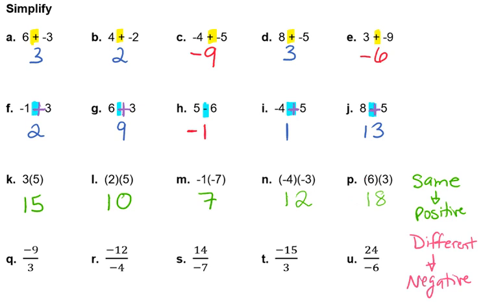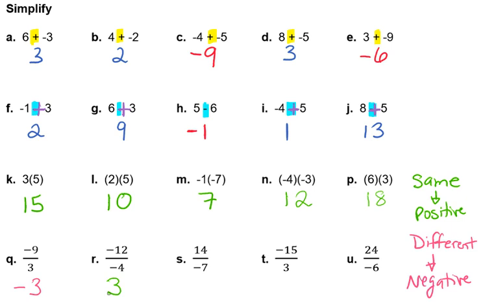Let's take a look at our division. So for problem Q, we have negative 9 divided by 3. Well, those are different symbols, which means that my answer will be negative. And 9 divided by 3 is 3, so my answer is negative 3. For R, I have negative 12 divided by negative 4. In this case, my symbols are the same, so my answer will be positive. And 12 divided by 4 is 3.